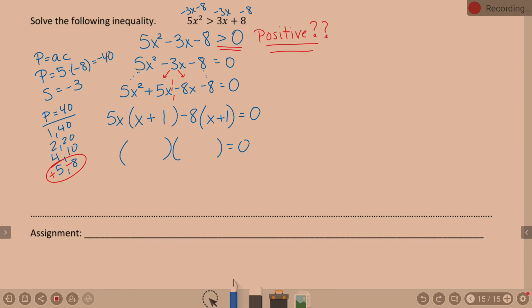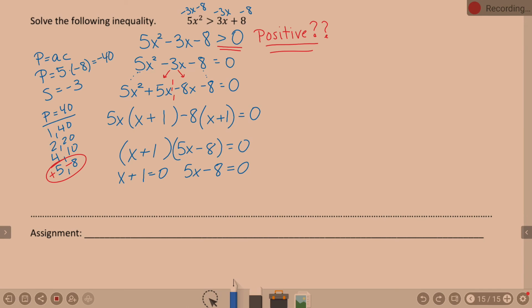So one of my parentheses is that common factor of x plus 1. When we take out that common factor of x plus 1, what are my remaining pieces? 5x minus 8. Set each part equal to 0. x plus 1 equals 0. 5x minus 8 equals 0.